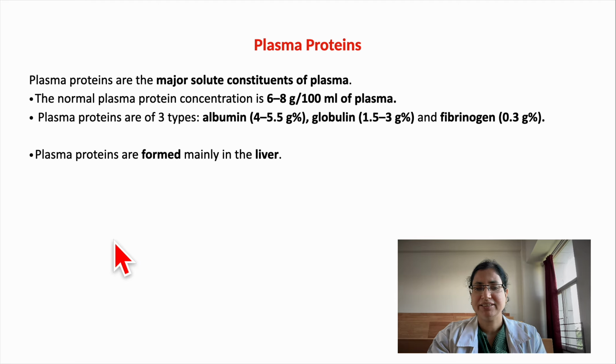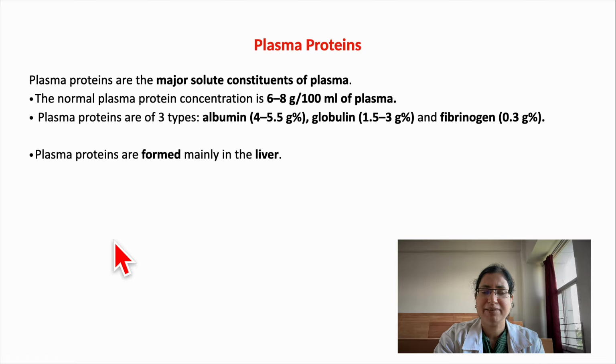Then plasma proteins. This is a very important part of this lecture, as there are very frequently asked questions on plasma proteins. So you have to write down the different types of plasma proteins, their composition, and their functions. Plasma proteins are the major solute constituent of plasma. The normal plasma protein concentration is 6 to 8 gram per 100 ml of plasma. So here there is an MCQ: what is the normal concentration of plasma protein? It is 6 to 8 gram per 100 ml of plasma.